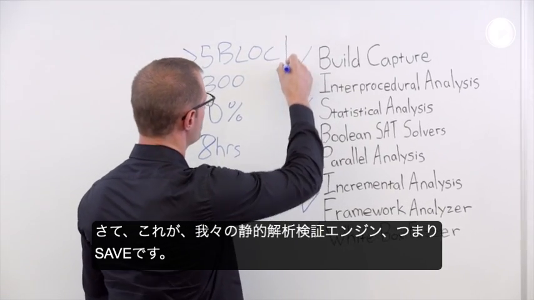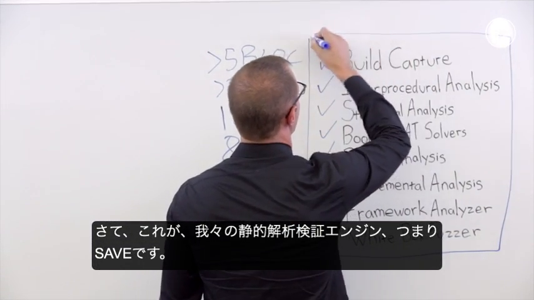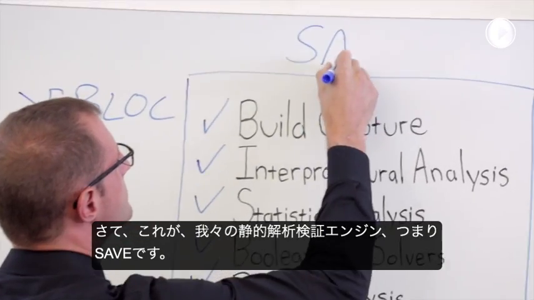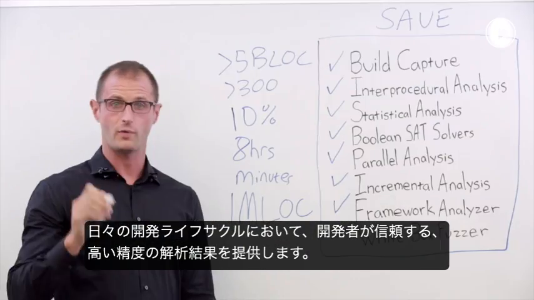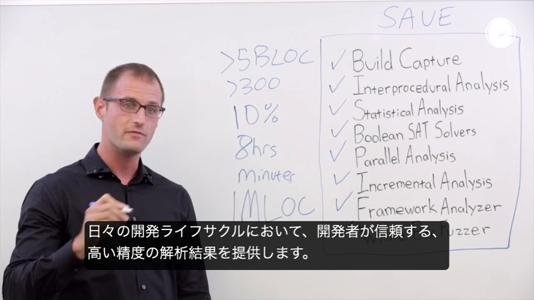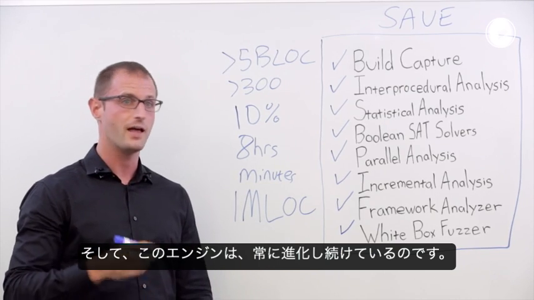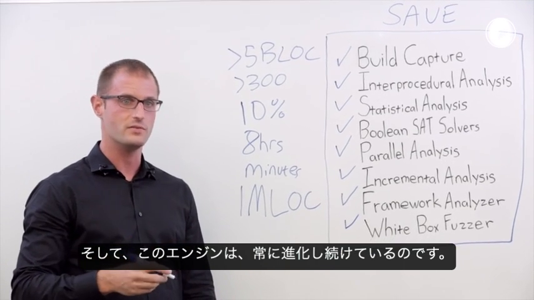So this is our static analysis verification engine, SAVE. The well-rounded analysis delivers high-confidence results that your developers can trust. It fits nicely into the day-to-day development lifecycle, and it's not standing still. As we learn more, the engine will continue to evolve and grow.